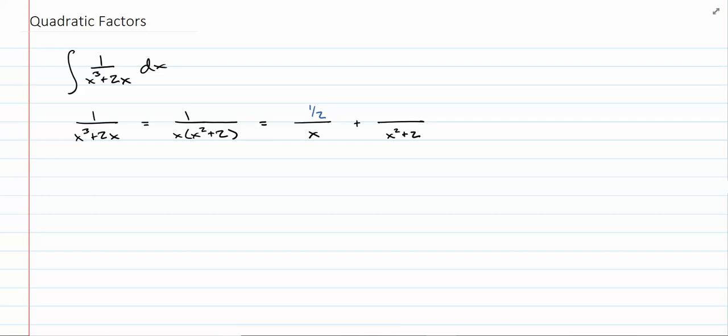Now, the other fraction, we got a quadratic factor, and when you have a quadratic factor, you have a linear top. Okay, linear top, so linear means you got x to the first power, so it's going to look something like ax plus b. Alright, what we're going to do to solve for a and b is we are going to multiply both sides by that denominator, x times x squared plus 2.